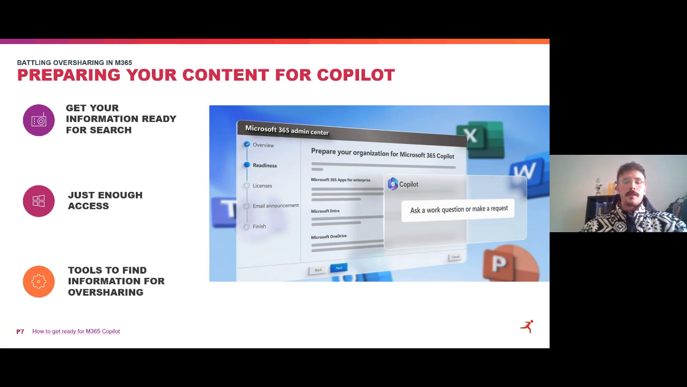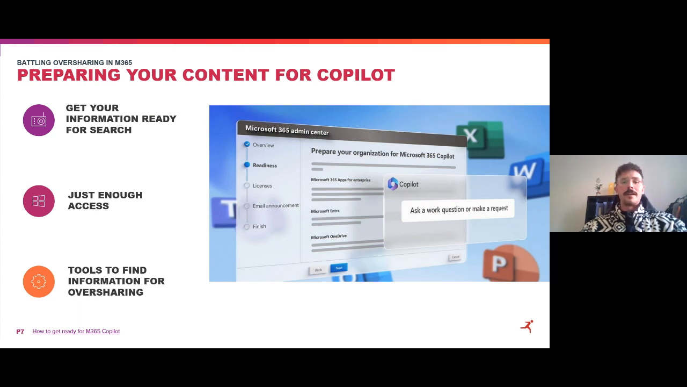So there's a couple of things we can start to think about and action to prepare our content for Copilot, for Search, for Microsoft 365. The first thing is getting your information ready for search. Whatever mechanism you're using, whether it be Copilot, Search, or something else, it can only bring the information to you and surface it if that information is findable. So we'll need to make sure the policies, controls, and permissions are in place to ensure that it's findable, but also that it's only showing us the information that we should be looking to find.